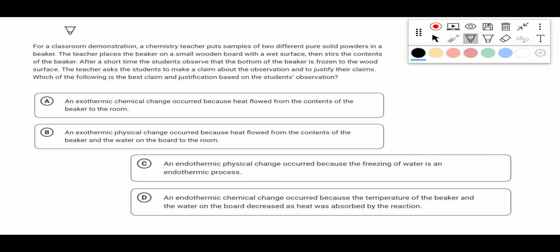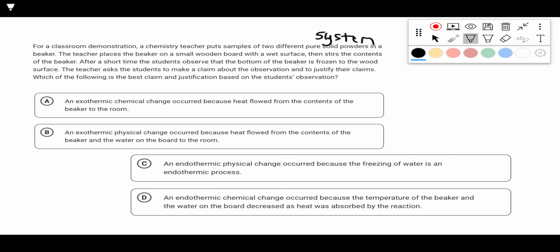So we have to define our system and our surroundings. Our system is going to be these solid powders. The beaker is not even the system. It is just a container. So our system is going to be these solid powders that were combined. The beaker is surroundings. The small wooden board is surroundings. The already wet surface is the surroundings. All those things are surroundings.